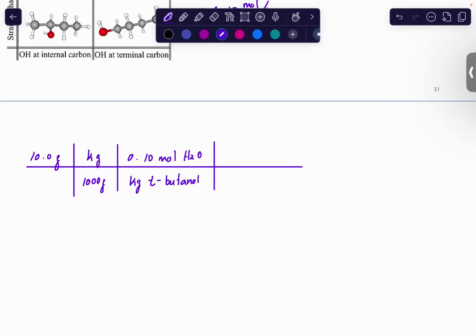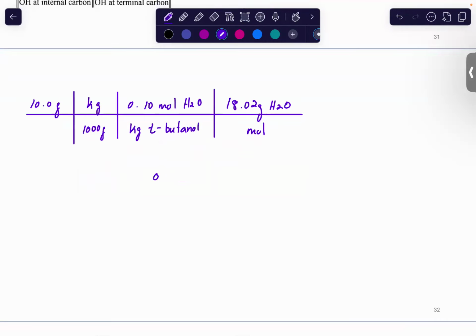What kind of compound is T-butanol? Does anyone know? Think of how the word sounds. And then what in a mole of water? When I calculate this, I get 0.018 grams of water.